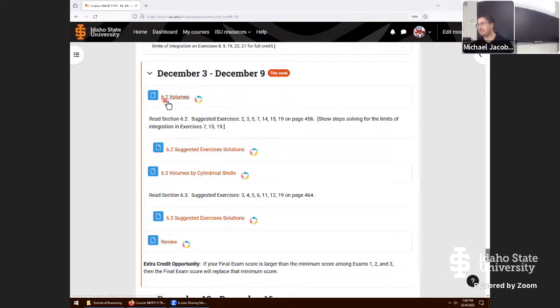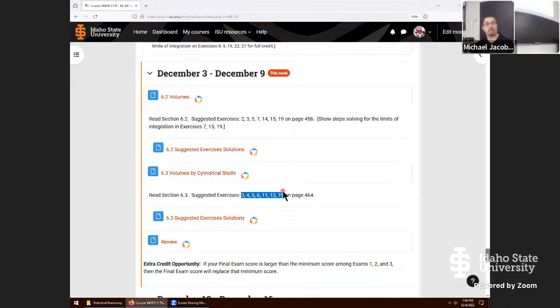And so that's why you're going to see, for the last 2 sections on volumes by cylindrical shells, suggested exercises and reading and the solutions down below. So think of this as the most typical kind of problems you might see on an exam, say the final exam, and same for this set down below here.